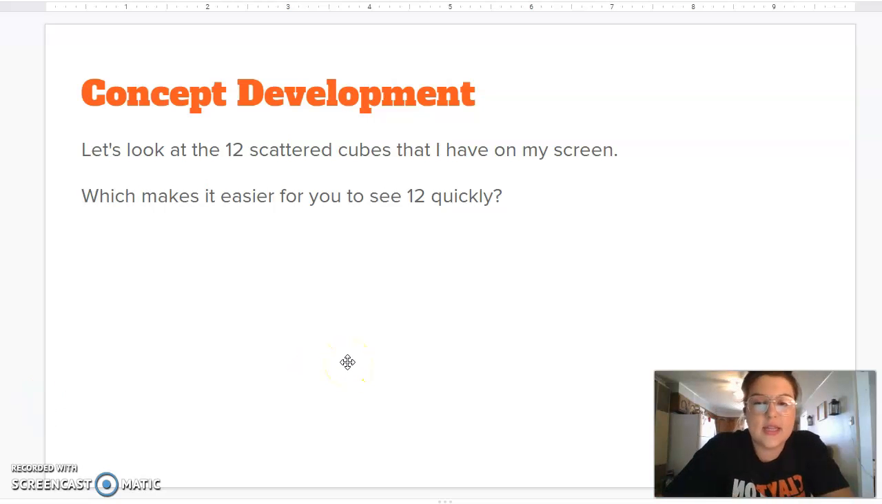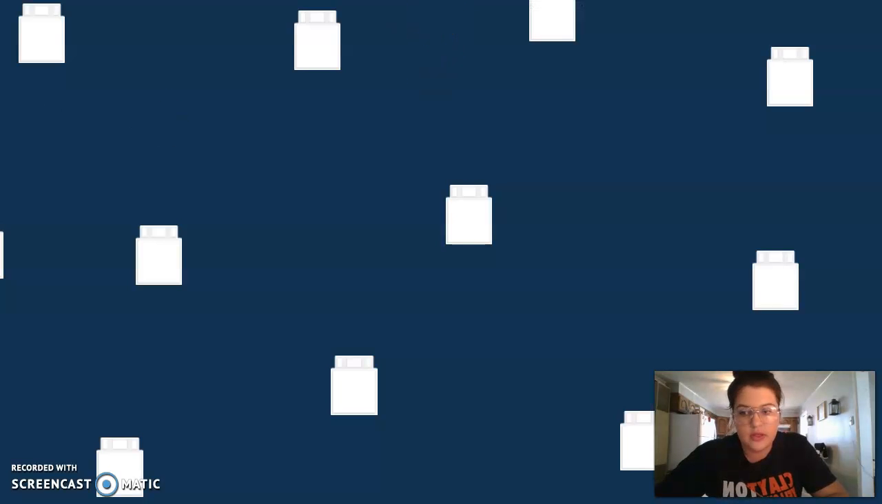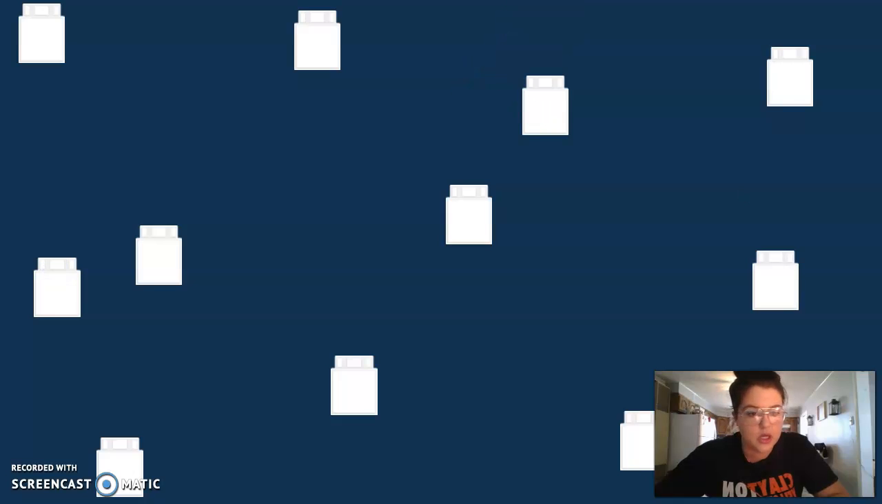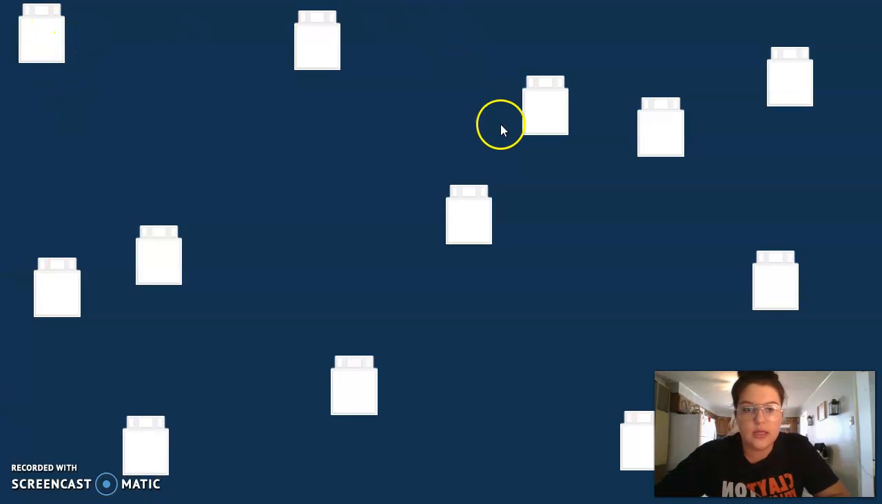So let's look at 12 scattered cubes that I have on my screen. I have to move some of these in here so we can see them all. How many scattered cubes do we have here? Well, we could go around the screen and count. 1, 2, 3, 4, 5. But is that the most efficient, the easiest way to count these? No. What should we do?